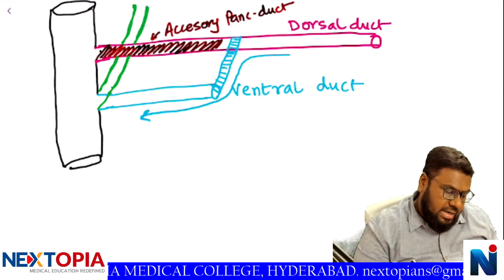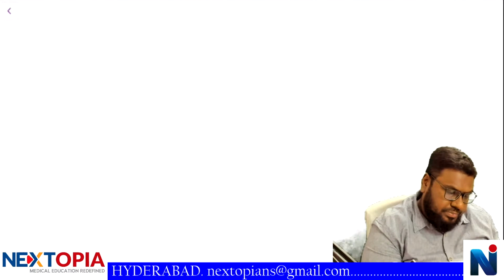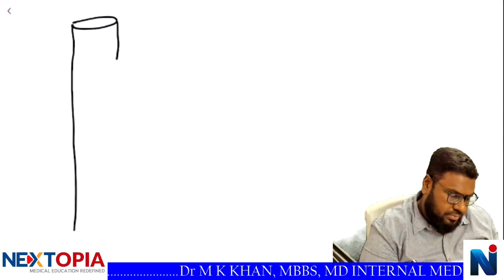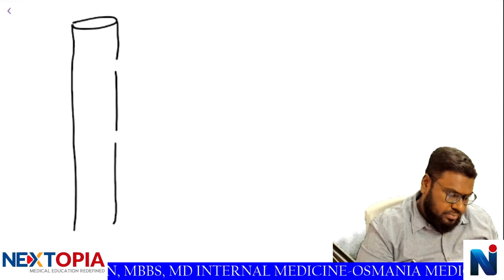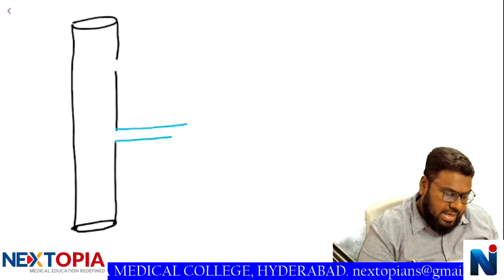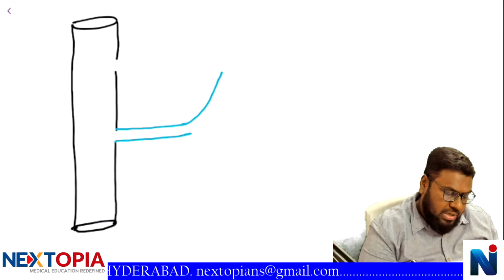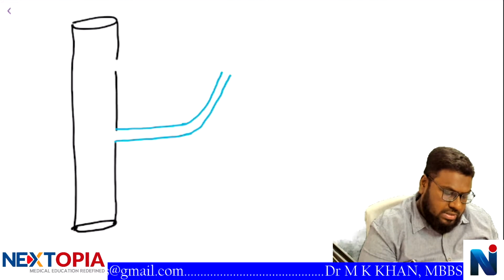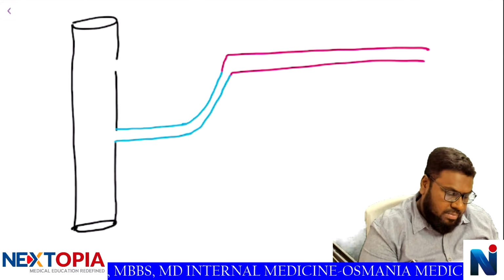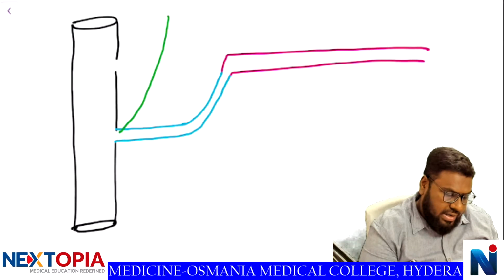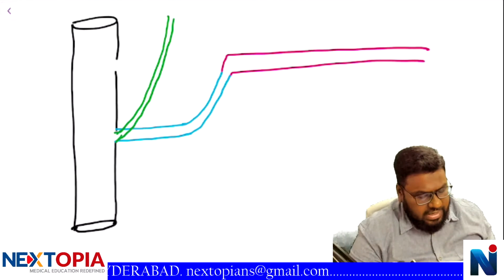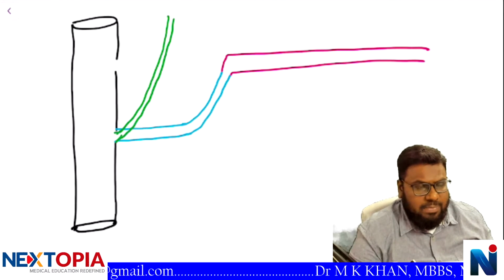When you draw it again, it looks like this. So we have got major duodenal papilla and minor duodenal papilla. We have got the ventral pancreatic duct, which has formed a new communication with the dorsal duct, and the dorsal duct distal portion is entirely draining like this. And we have got the bile duct, which is coming and uniting with the ventral pancreatic duct to form the combined drainage into the second part of the duodenum, the major duodenal papilla.